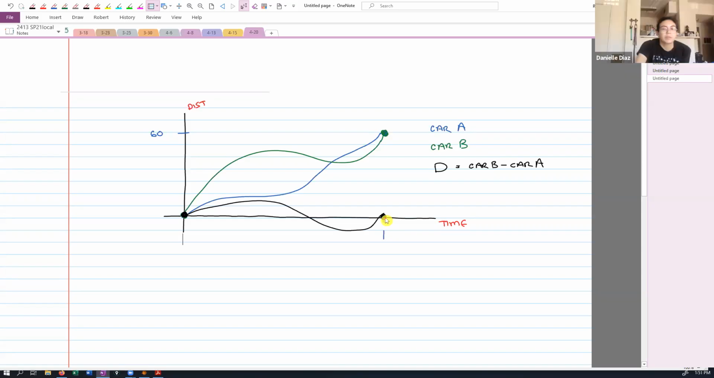Why did we put car B first minus car A? It doesn't matter. You can put car A first, sorry, car B, it doesn't matter. The important thing is that this new function I created, D, starts at 0 and ends at 0 on the y-axis.